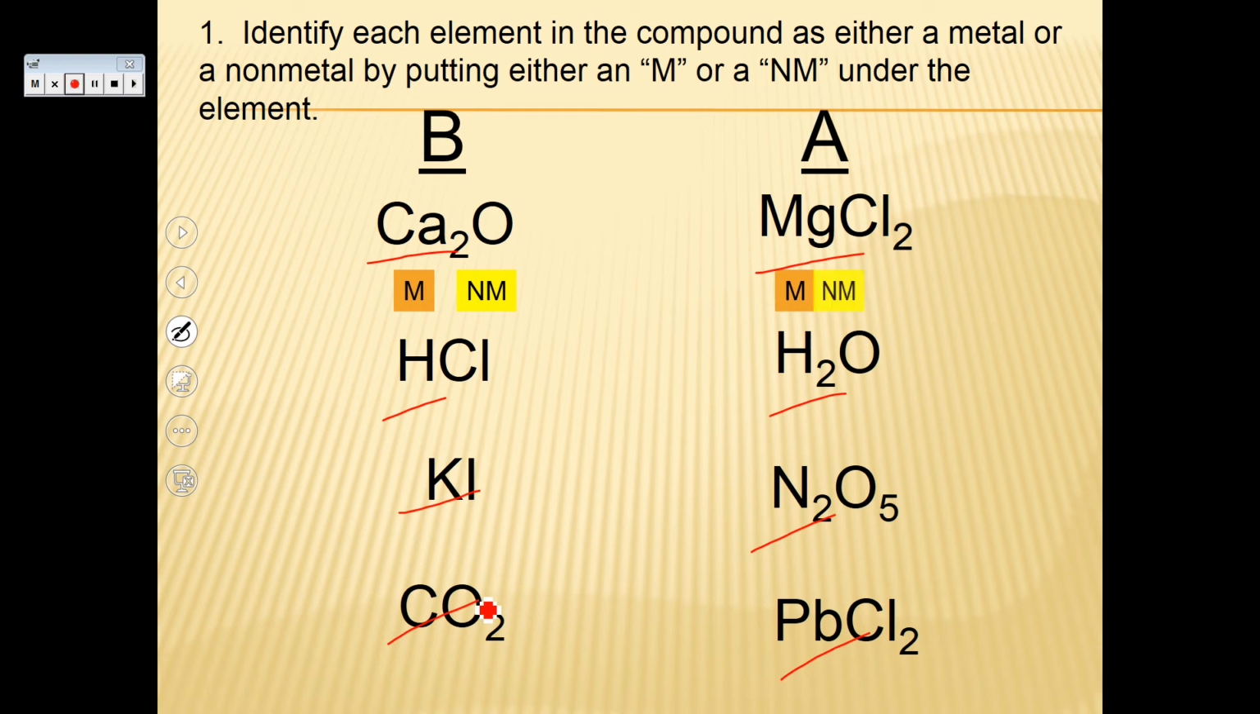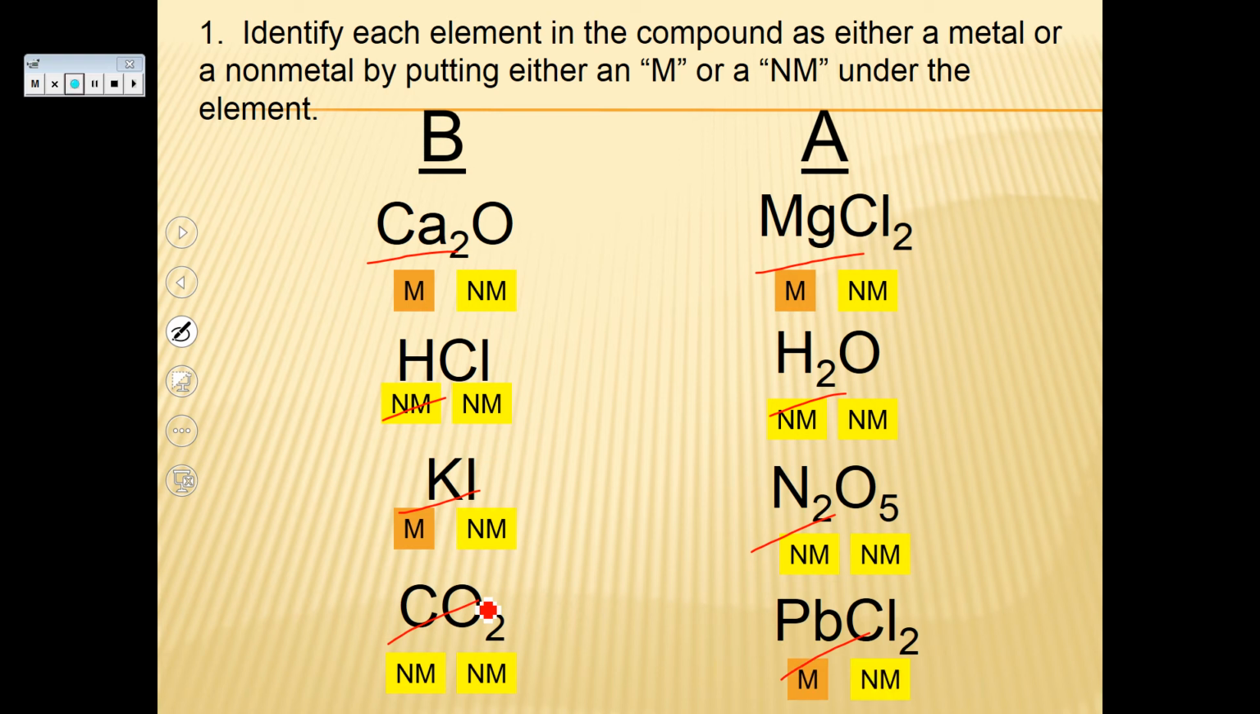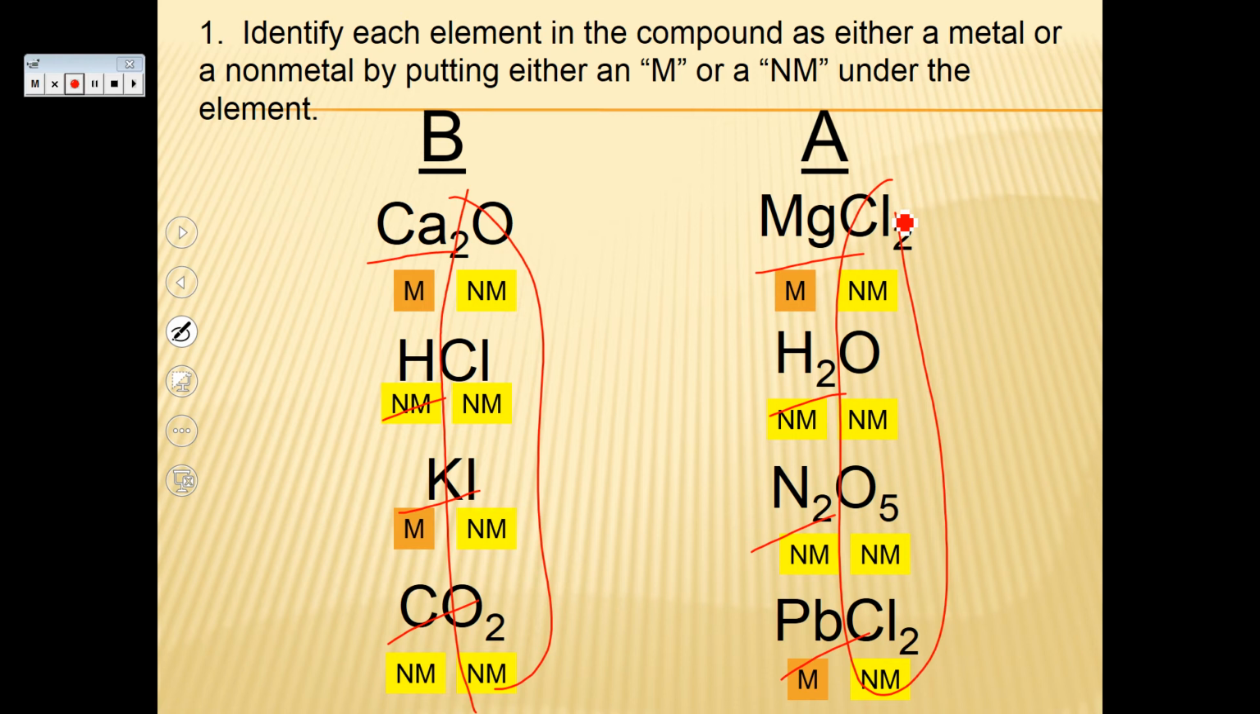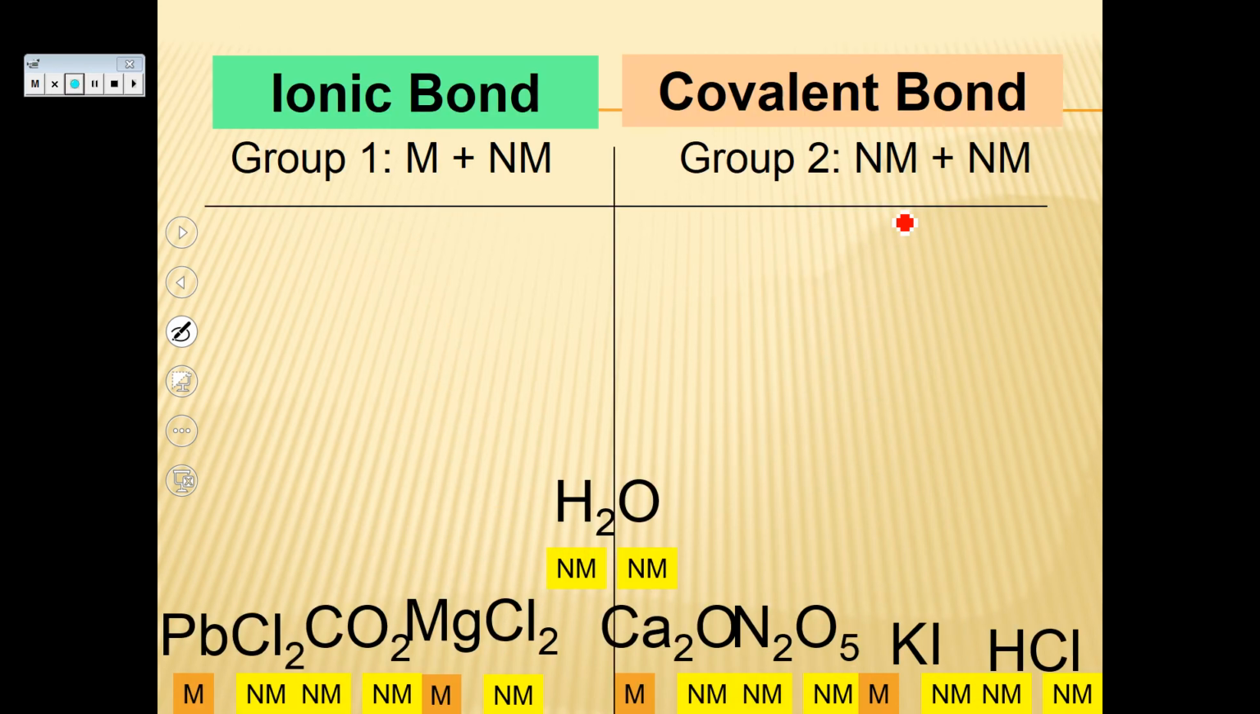MgCl2, magnesium is a metal, chlorine is a nonmetal, HCl, 2 nonmetals, H2O, 2 nonmetals, potassium iodide, metal and nonmetal, N2O5, 2 nonmetals, carbon dioxide, 2 nonmetals, lead chloride, metal nonmetal. Notice again, all the second elements are nonmetals, so you really are only looking at the first element to determine whether you have a metal in your compound or not.